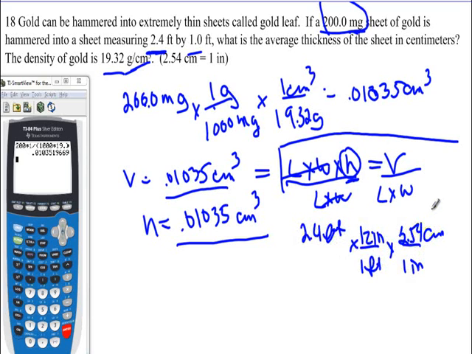Okay, so let's punch that. Gotta clear that. So I've got 2.4 times 12 times 2.54, and that gives me 73.152 centimeters for that one dimension, right?